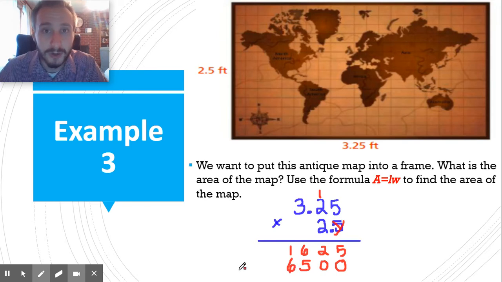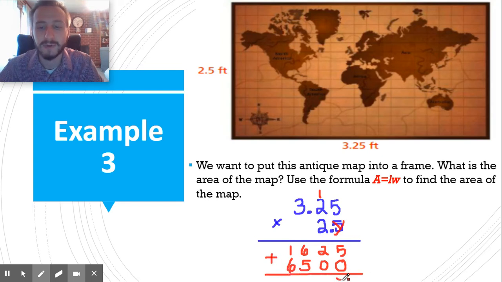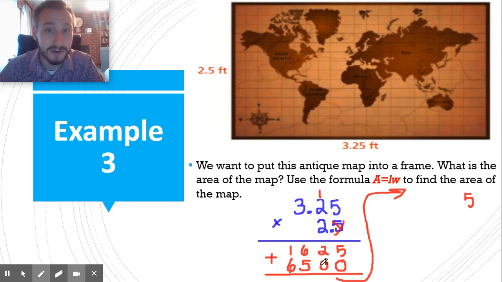So now what we want to do is we want to add these up, and I'll do it over here. Let me draw an arrow. Let's add these up. What's 5 plus 0? 5. 2 plus 0 is 2. 6 plus 5 is 11. So we write a 1 here. We'll write a 1 up top here. 1 plus 1 is 2. Plus 6 is 8.